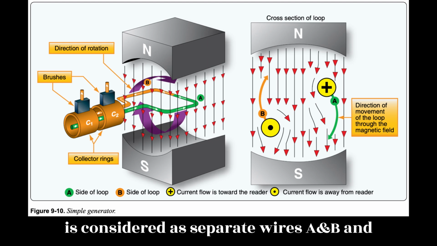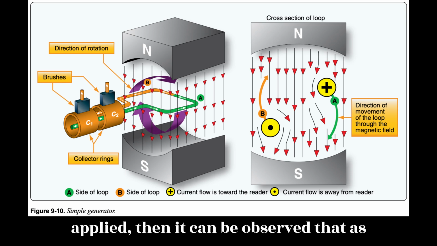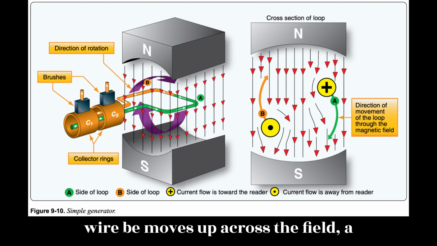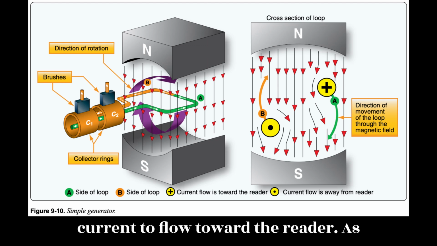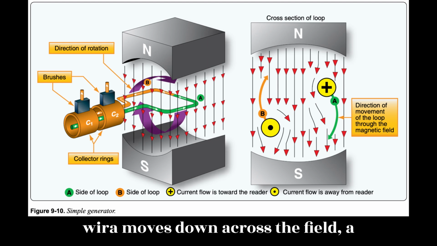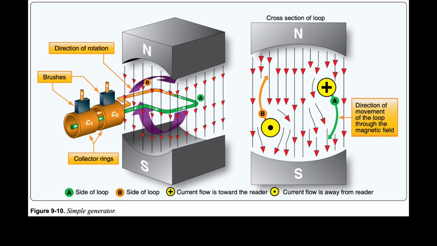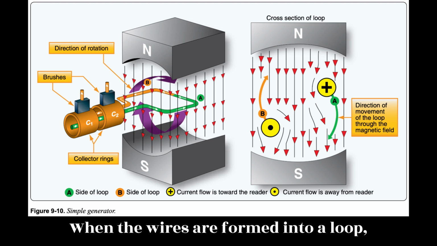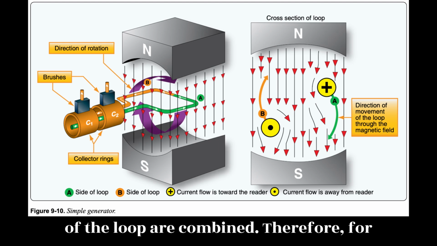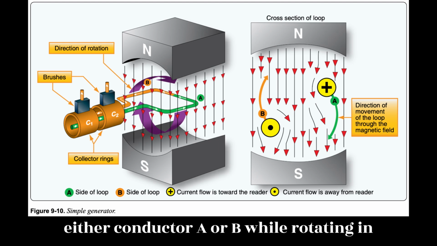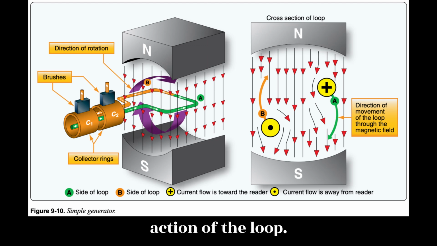If the loop is considered as separate wires, A and B, and the left-hand rule for generators is applied, then it can be observed that as wire B moves up across the field, a voltage is induced that causes the current to flow toward the reader. As wire A moves down across the field, a voltage is induced that causes the current to flow away from the reader. When the wires are formed into a loop, the voltages induced in the two sides of the loop are combined. Therefore, for explanatory purposes, the action of either conductor, A or B, while rotating in the magnetic field is similar to the action of the loop.